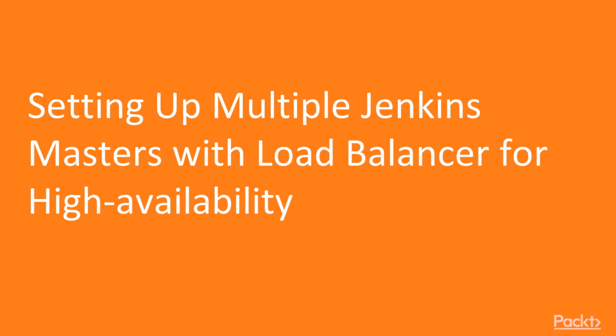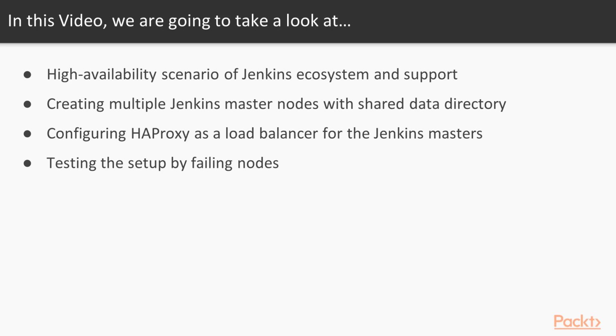In this video, we will learn about setting up high availability of Jenkins. We will learn about the high availability scenario of the Jenkins ecosystem and the support available. We will then configure a Jenkins cluster and configure them to work with a shared data file system. Next, we will configure HAProxy as a load balancer for the backend Jenkins nodes. And finally, we will test the high availability setup by failing nodes in the cluster.